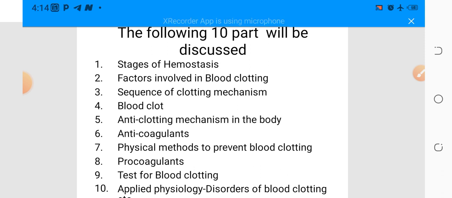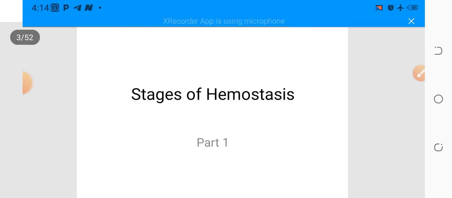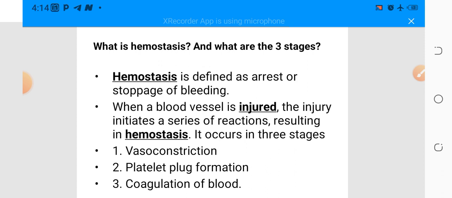And then we'll look at the tests for blood clotting, like the bleeding time, prothrombin time, clotting time. Very important. You can use these tests to assess bleeding disorders. And then I'll be able to define some disorders of blood. So, what are the stages of hemostasis?